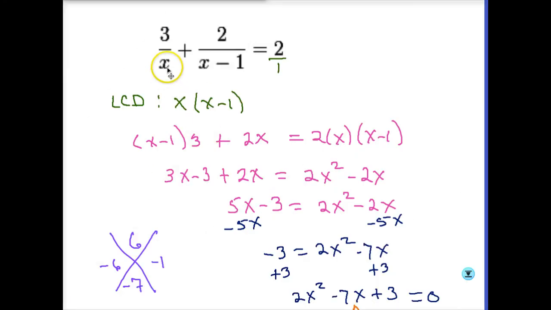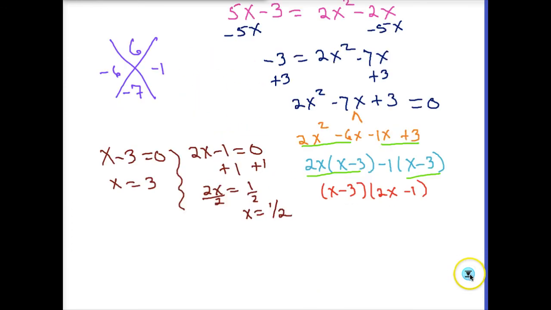So 3 is okay, it doesn't give me division by 0. 1/2 is also okay, it doesn't give me division by 0. So my answers would be 3 and also 1/2. So hope that helped.